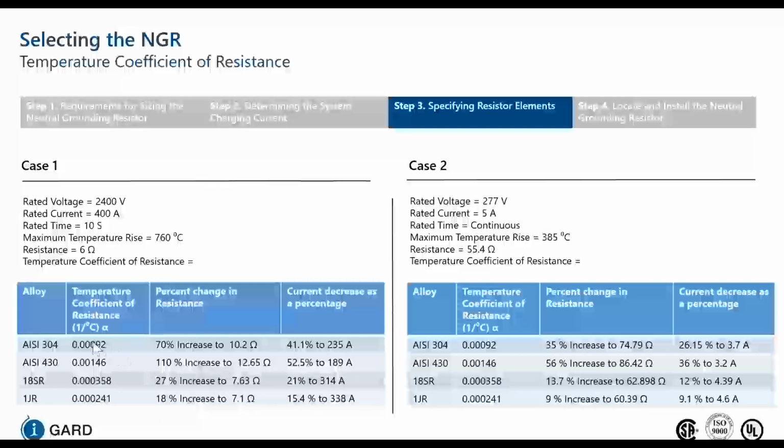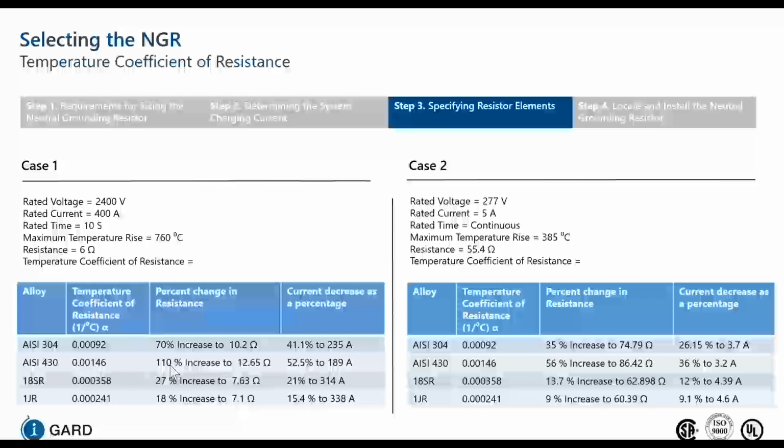So you can see all of them look relatively low. These look like low values, but when you multiply by the 760 degrees C, the resistance changes from 6 ohms cold to 10.2 ohms at the end of the 10 seconds, or when it reaches 760 degrees C. This corresponds to a decrease in current from 400 amps to 235 amps.